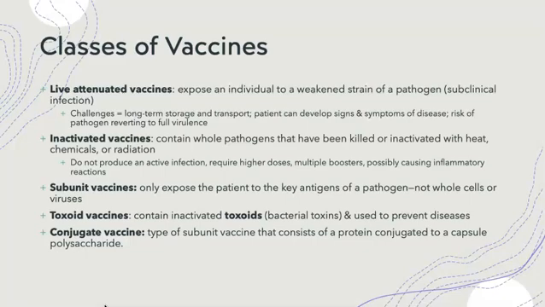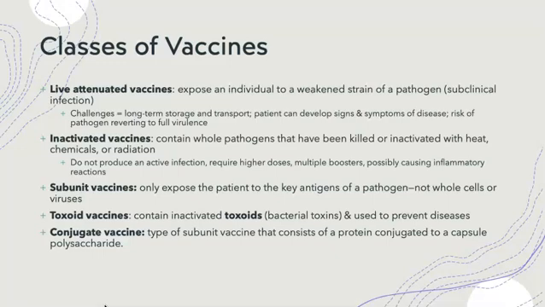With our subunit vaccines, we're only exposing that patient to key antigens of the pathogen, not the whole cell or the whole virus. And this is done by genetic engineering, and typically the side effects are pretty low. Next, we have our toxoid vaccines, and these contain inactivated toxoids or bacterial toxins that are used to prevent the disease. This, once again, will activate only the humoral immunity and will work to neutralize the toxins that are produced by the bacterial cells. And lastly, we have our conjugate vaccine.